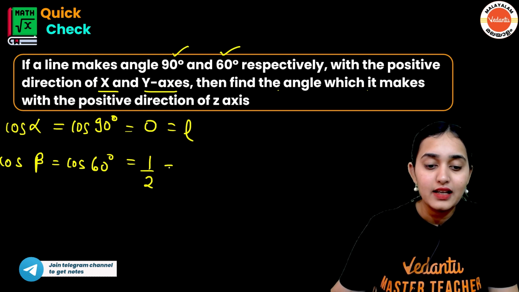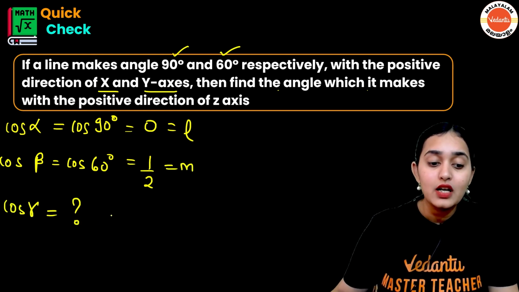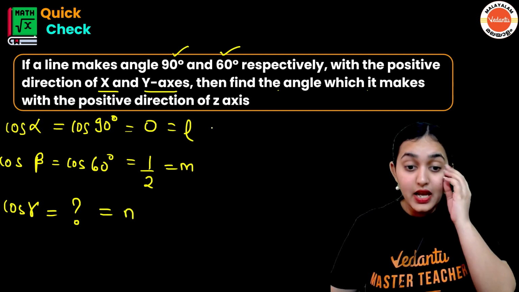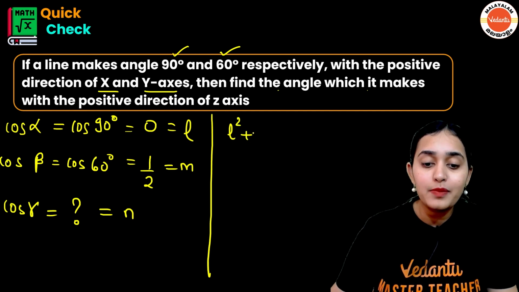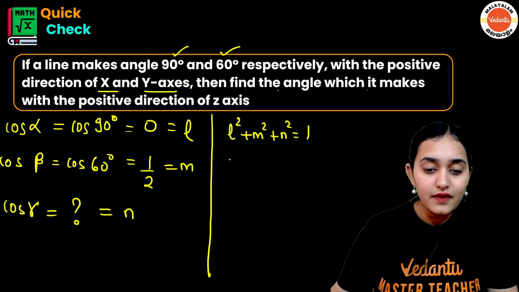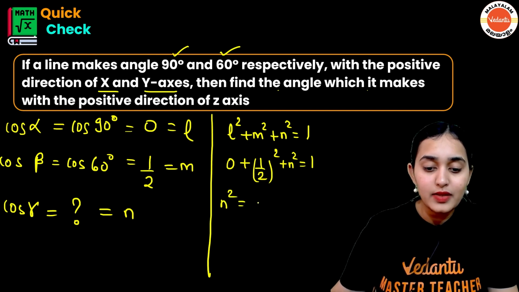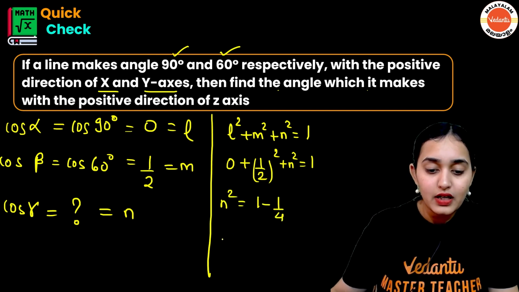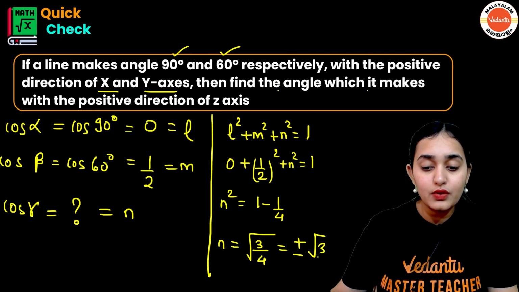So this is L, this is M, and cos gamma is unknown, so we will simply write it as N. Now we know an important formula we have just learned: L square plus M square plus N square is equal to 1. So here we have 0 plus 1 by 2 whole square plus N square is equal to 1. So N square will be equal to 1 minus 1 by 4, so N will be equal to root 3 by 4. So this is nothing but plus minus root 3 by 2.